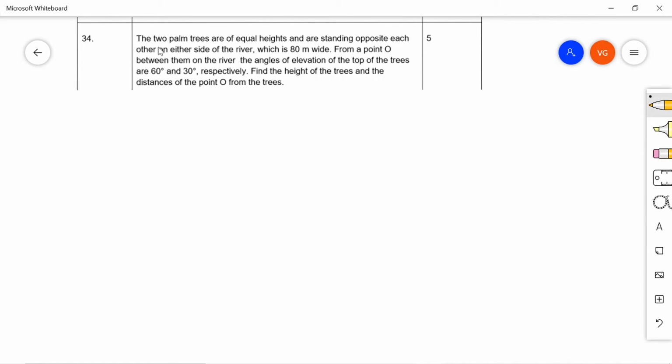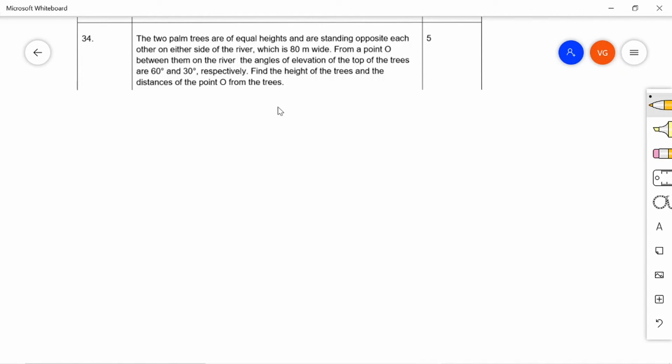The question is like this. 2 palm trees are of equal heights and are standing opposite each other on either side of the river, which is 80 meter wide. From a point O between them on the river, the angles of elevation of the top of the trees are 60 degrees and 30 degrees respectively. Find the height of the trees and the distances of the point O from the trees. Right, this type of question is very common.